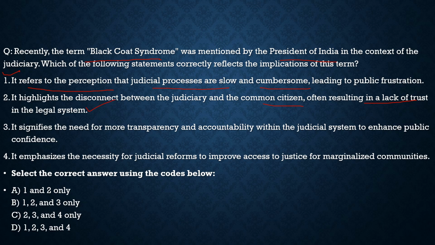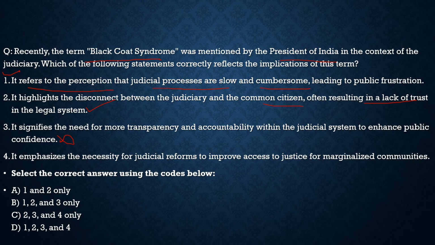Third, it signifies the need for more transparency and accountability within the judiciary system to enhance public confidence. No, it actually defines how the judiciary is perceived by the people. It does not give any solution to that. Even though it may be a solution to the black coat syndrome, it is not the basic reference. It is not what we understand from the black coat syndrome, but it is what the conclusion can be, the way forward.